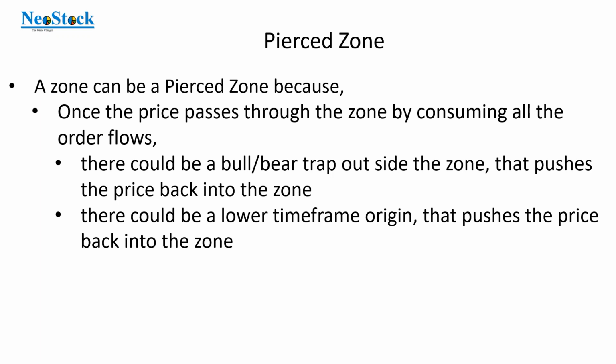Let us assume that inside the higher time frame zone, whatever order flow is there is completely consumed. Now price came out of the higher time frame zone, but the lower time frame overlap still has another part of the order flow which is outside the zone. Probably that part has a very strong institutional order flow. So that could be the reason why the remaining part pushes the price back into the zone. That way your higher time frame zone will be pierced.